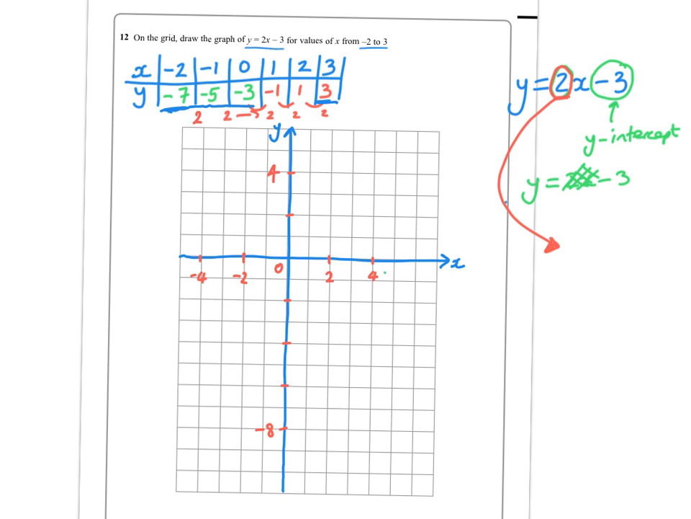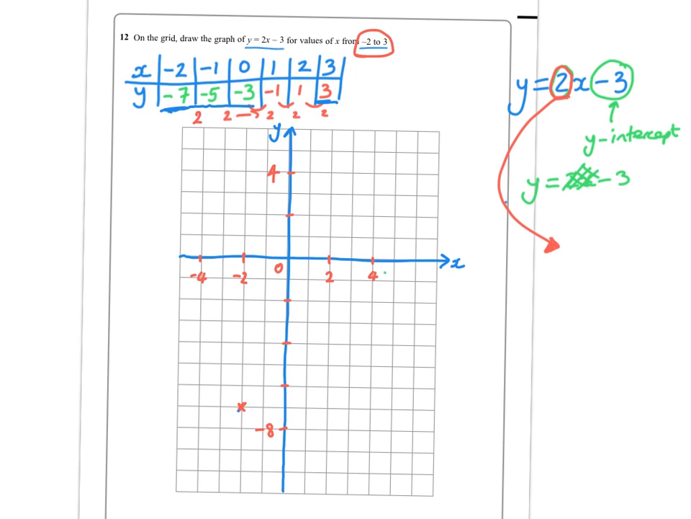Now some of you would argue that, well, we're not allowed to put values less than -2 here. We've got to stop there. I don't know if I agree with that, as long as you don't plot any other values. It says draw the graph from x is -2 to 3, so I'm definitely going to make sure I abide by the rules there. So we'll start with -2, -7. So this will be 2, 4, 6, there's -7 there. So that's my first point.